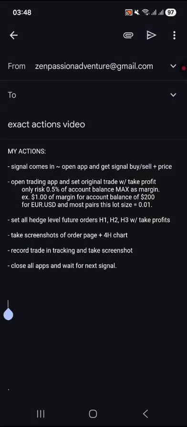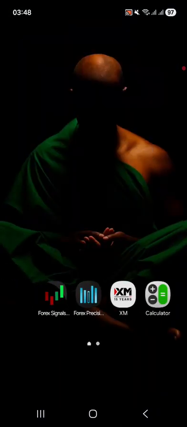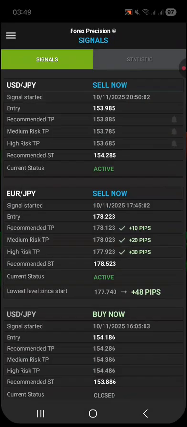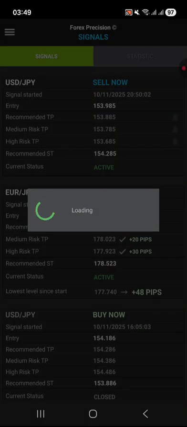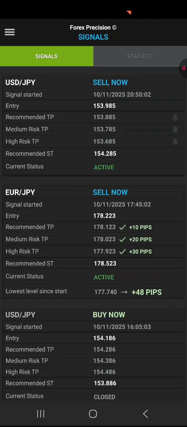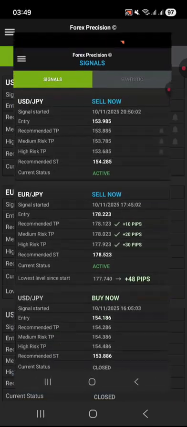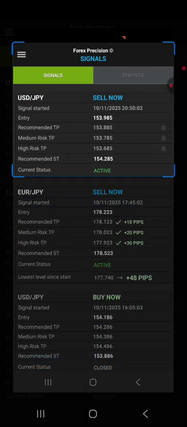So trade signal comes in, open app. So we have a trade signal that comes in. This is my signal apps here, FOREX Signals Pro, FOREX Precision. There are many other applications you can use, but these are the ones that I use. It looks like we have a signal here for United States dollar versus Japanese yen. And this is a sell. It's telling us to sell now.